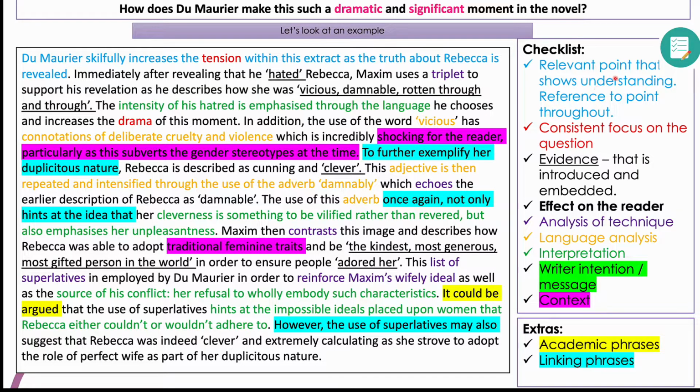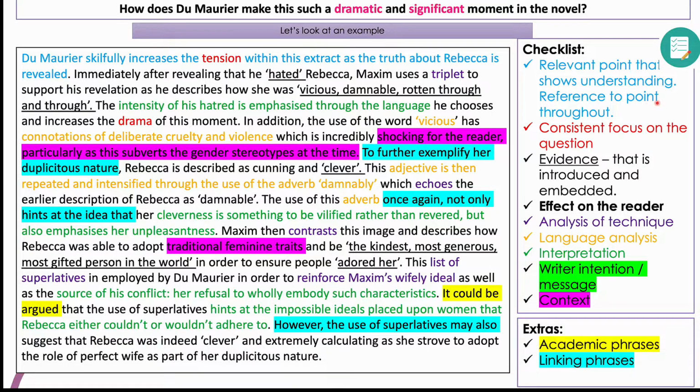So I want to make sure that I've got relevant points that show that I understand the extract, but I also understand what the question is asking me, and I want to reference that throughout. Consistent focus on the actual question. Evidence, very, very important for your AO1. You've got to have your quotations in there, but also they've got to be introduced and embedded. If you don't know what I mean when I say introduced and embedded, then do have a look at my micro lessons on my YouTube channel.